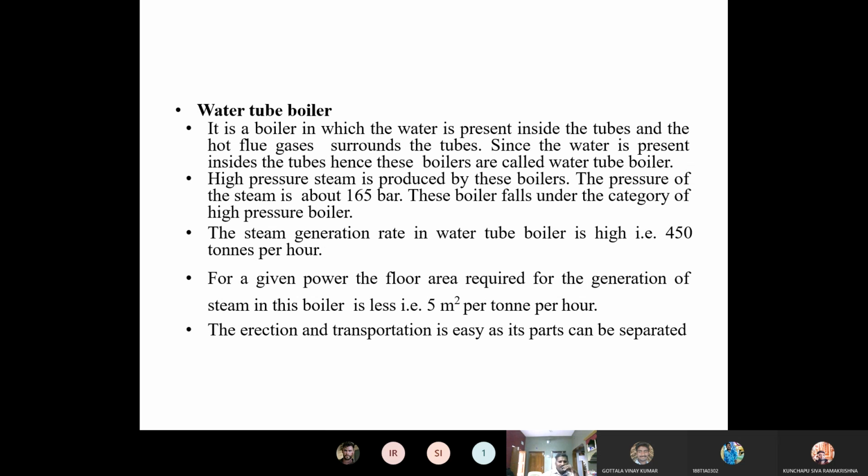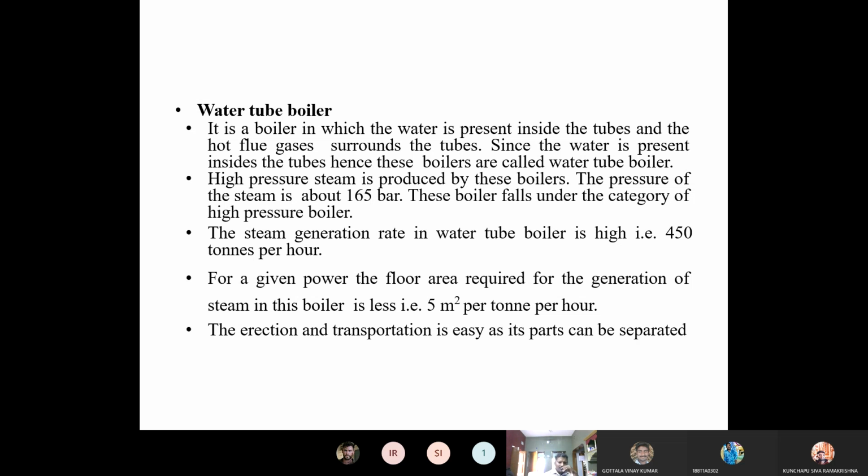And next one, water tube boilers. It is a boiler in which water is present inside the tubes and the hot flue gases surround the tubes. Since the water is present inside the tubes, these are called water tube boilers. High pressure steam is produced by these boilers. The pressure of the steam is about 165 bar, and these boilers fall under the category of high pressure boilers. The steam generation rate in a water tube boiler is high, about 450 tons per hour.